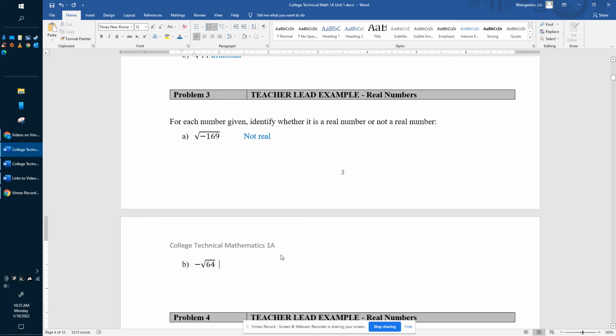But when we look at a negative outside the square root, that is perfectly acceptable. It just means that we're going to have a negative times whatever is inside the square root. So this is going to evaluate to a -8, which is a real number.